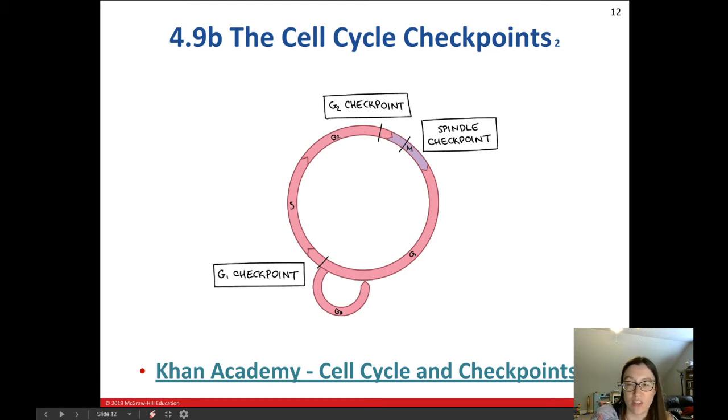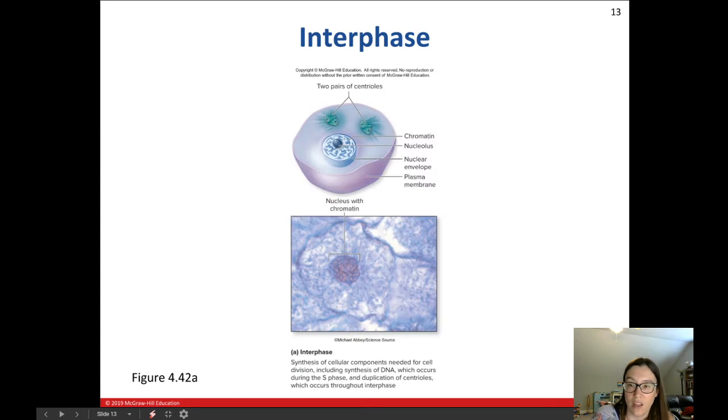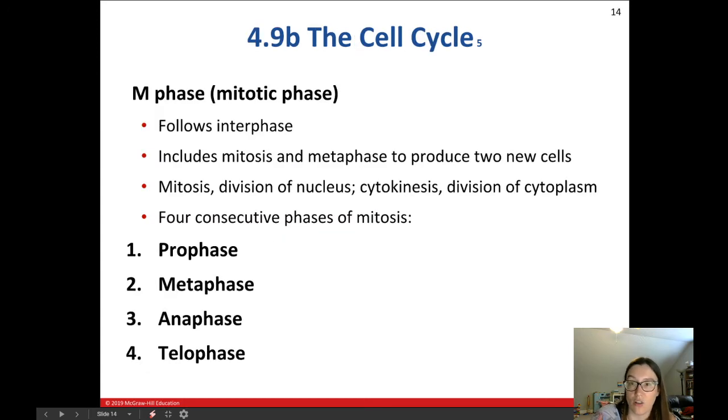So now I'm going to move into, let's say that we went through all these, the G2 checkpoint, and we're going to go into mitosis. And so the way to remember the order of the phases of mitosis is PMAT. So the mitotic phase consists of these 4 phases: prophase, metaphase, anaphase, and telophase. So PMAT. That's the mnemonic.